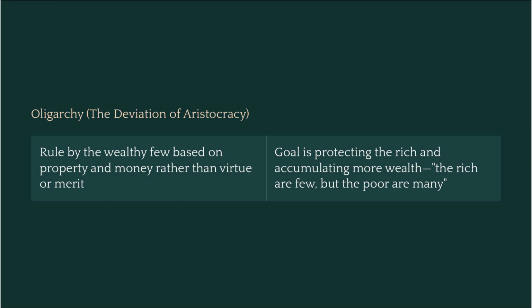But when the few lose their virtue, aristocracy corrupts into oligarchy. This is rule by the wealthy few. Here, power is based on property and money rather than virtue or merit. The goal shifts dramatically. Instead of the common good, the goal becomes protecting the rich and accumulating more wealth. As Aristotle noted, in this system, the rich are few, but the poor are many.